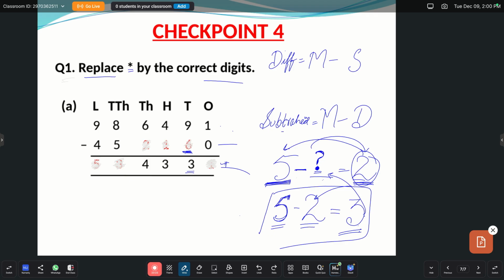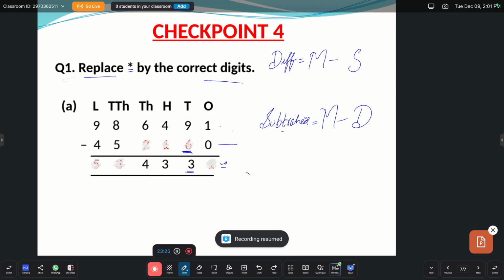Let's apply this in this question. See beta, we will start with the ones column. Here the digit in the difference is missing. Here it is 1, then minus 0. What is 1 minus 0, beta? It is 1. If I subtract 0 from 1, the answer will be 1. So I will write down 1 here.